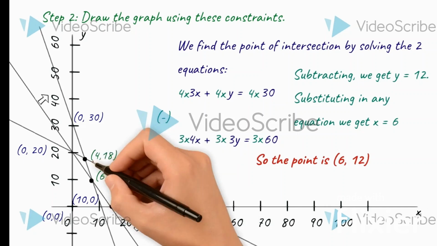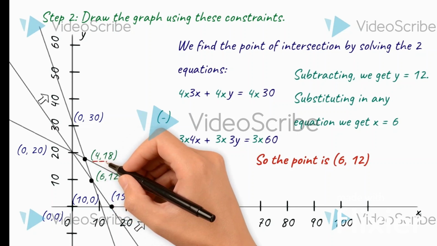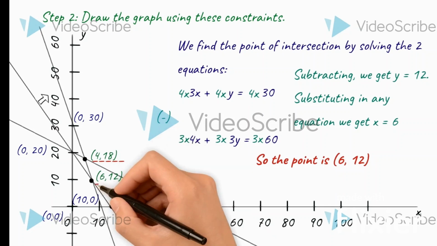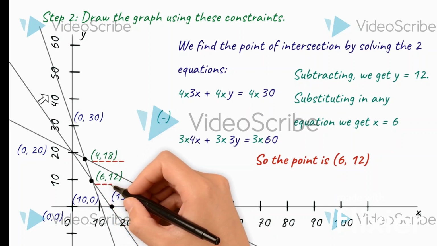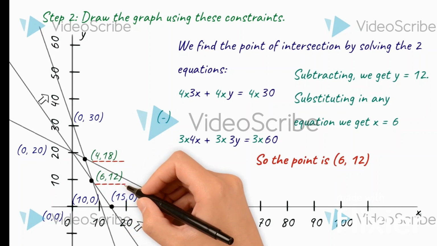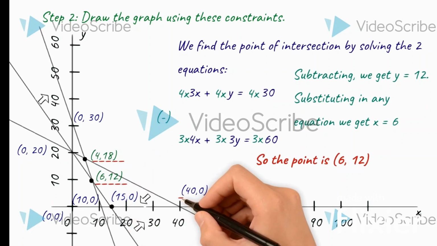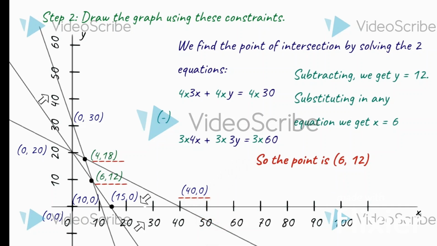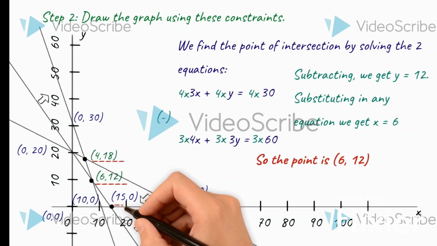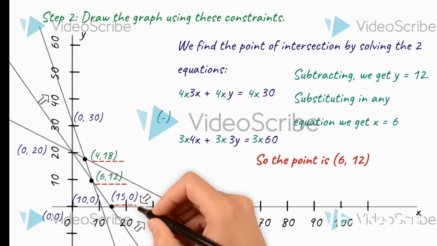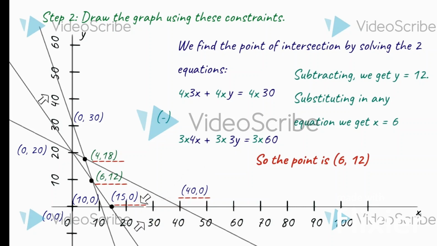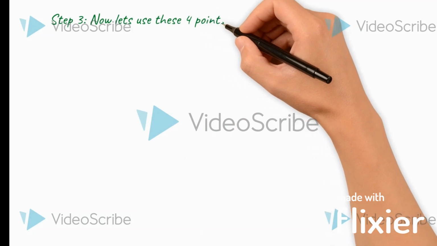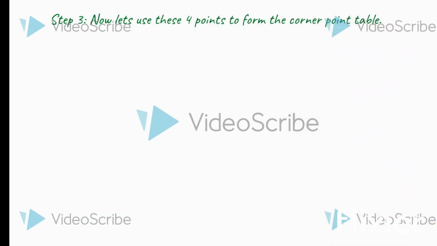So now we got the 4 corner points of a corner point table. These are basically the corners of the polygon, that is the feasible region. The feasible region that is enclosed between these three lines mutually. The corner points of it are 4 comma 18, 6 comma 12, 40 comma 0 and 15 comma 0. We need to make a corner point table using these points, as I said. Once again, substitute them in the objective function, and this is also a maximization problem. So we need to find the maximum value.